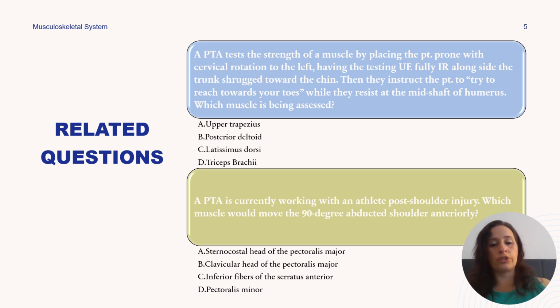You have sternocostal head of the pec major, clavicular head of the pec major, inferior fibers of serratus, pectoralis minor. So this is one where I told you origins and insertions are not the most important thing, but if you have an understanding of how origins and insertions work, of where they are or what they're describing anatomically, you might have questions that you need to know a little bit about that, and this is one of them. Pec minor is a scapular tilting muscle. It's connected to the coracoid and just kind of pulls it back and forth.